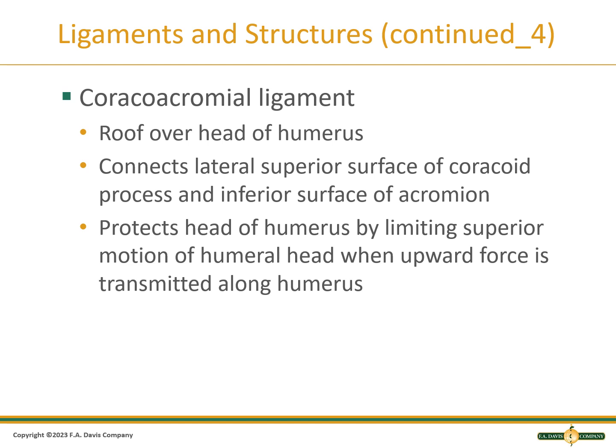Our coracoacromial ligament, so coraco being coracoid process, acromial being acromion process, creates the roof over the head of the humerus. It connects the lateral superior surface of the coracoid process and the inferior surface of the acromion process. It protects the head of the humerus by limiting superior motion of the humeral head when an upward force is transmitted along the humerus. So think about falling on an outstretched hand, where an upward force can be transmitted through the humerus that would send the humeral head moving upward into the acromion. The coracoacromial ligament acts as a roof to help prevent that superior displacement.